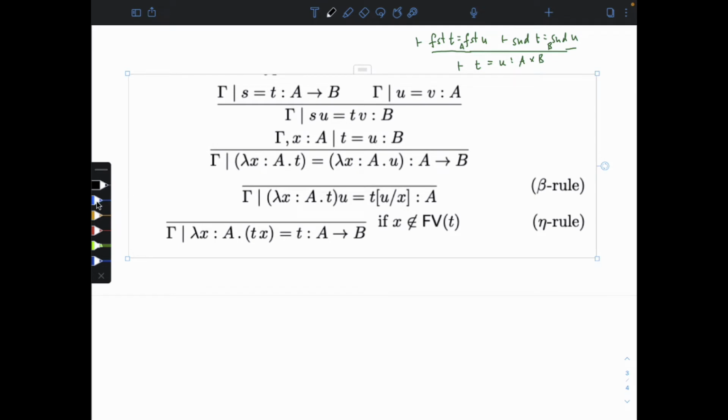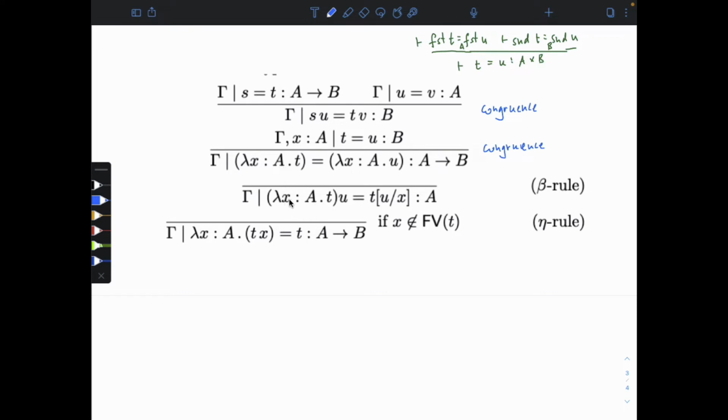Okay, so let's observe. So this one is congruence, right? That's just a congruence. It says that application preserves equality. This one is congruence because it says that lambda preserves equality. By the way, I wasn't stressing this, but x is bound in t. X is a bound variable here. What is and isn't a bound variable is a separate discussion, so I'm not going to get into it now.